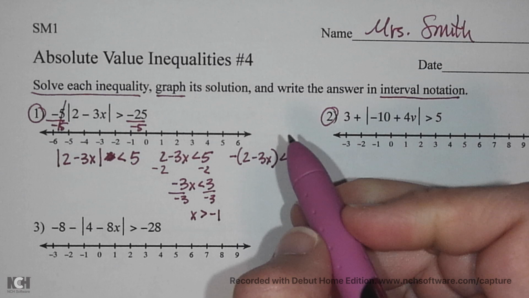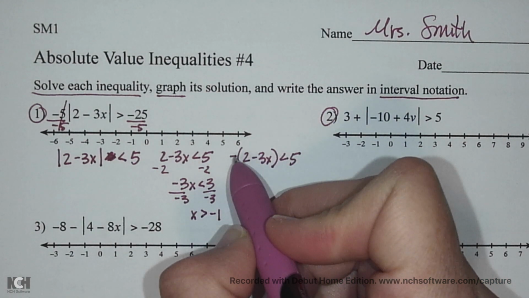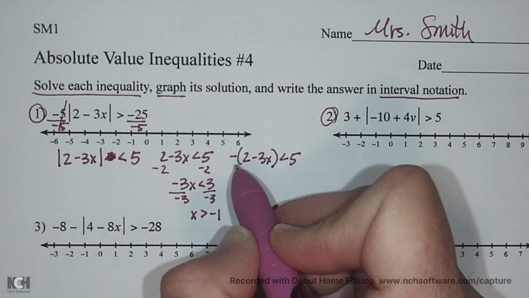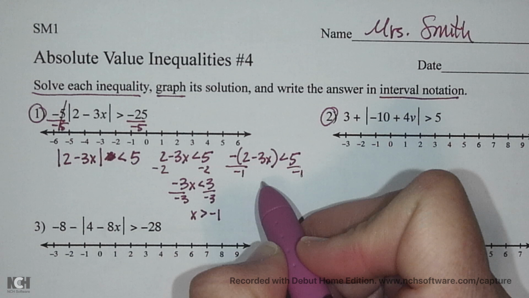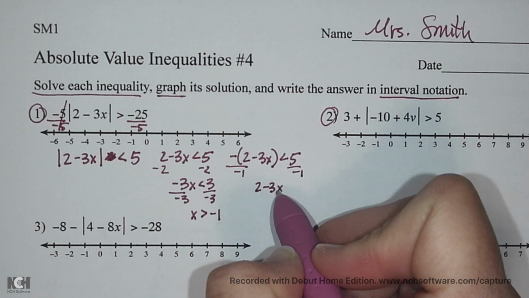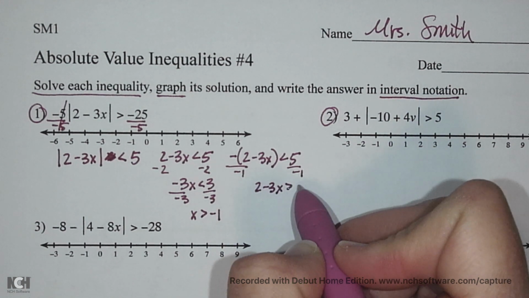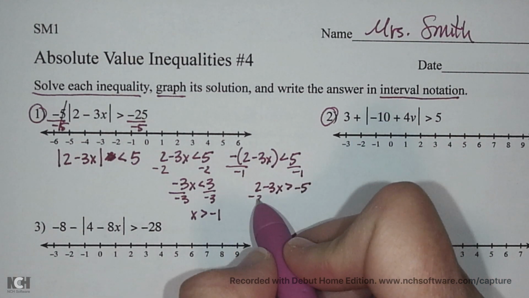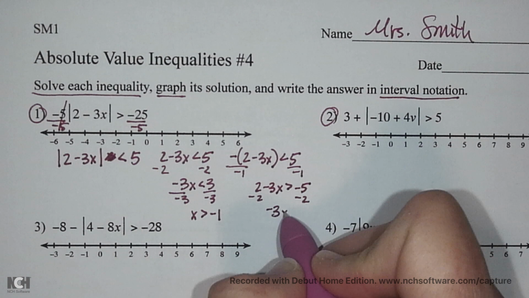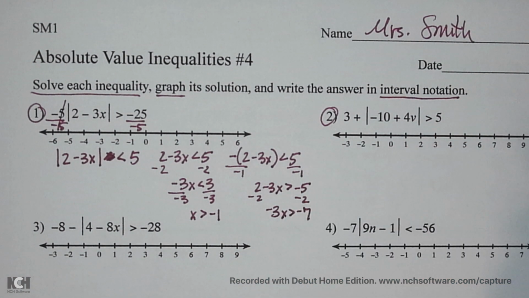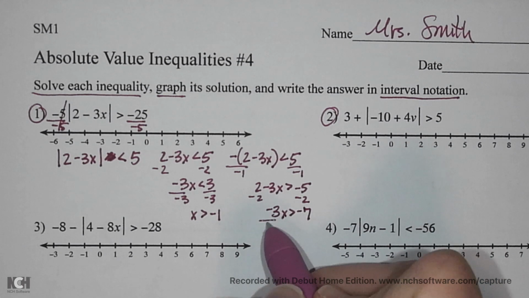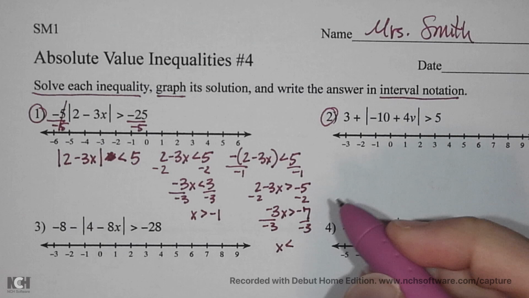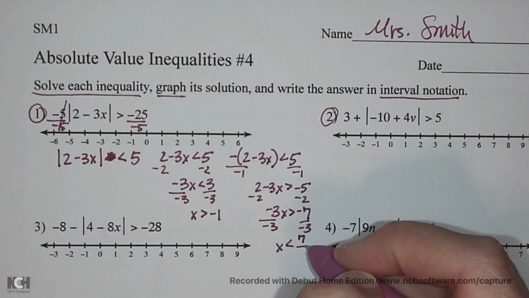Okay, let's look at this other side. We've got this negative out here in front of the parentheses, so let's just get rid of it first by dividing by negative 1. So if we divide the whole thing by negative 1, we're going to get 2 minus 3x, flip the sign, and so greater than negative 5. Now we will subtract our 2 away, and we're left with negative 3x is greater than negative 7. Now we have to get rid of that negative 3 by dividing it. Looks like we're going to be flipping that sign back this way. So x is less than 7 over 3.